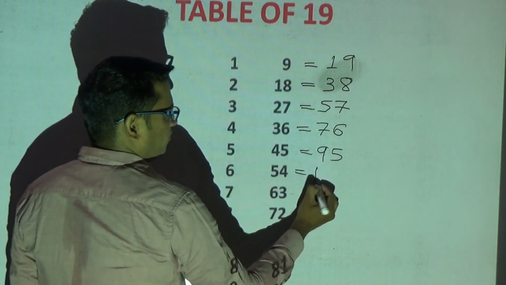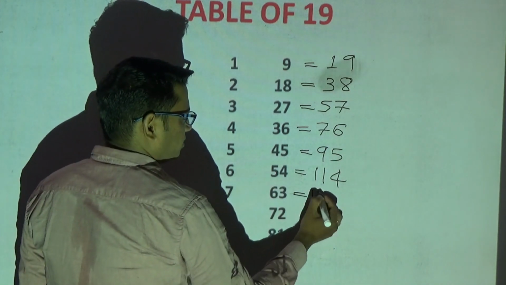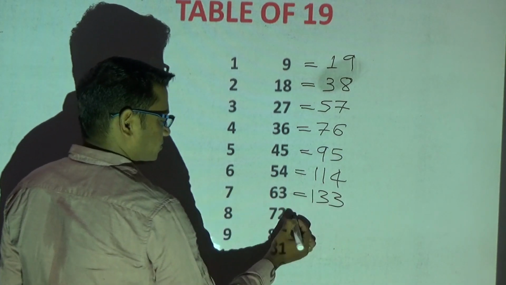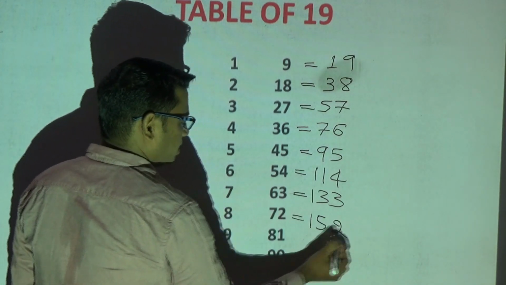6 plus 5 is 11. Write the end digit as it is. 6 plus 7 is 13. Write the end digit as it is. 8 plus 7 is 15. Write the end digit as it is.